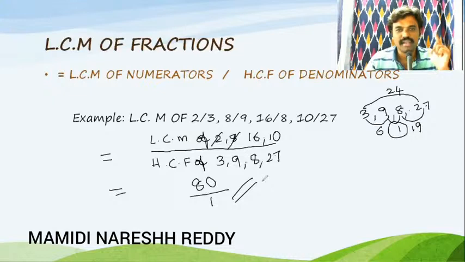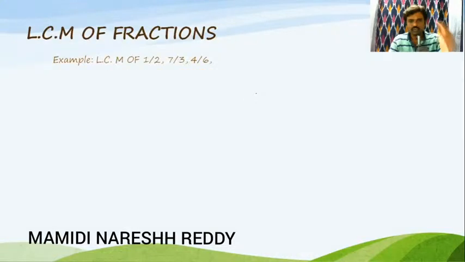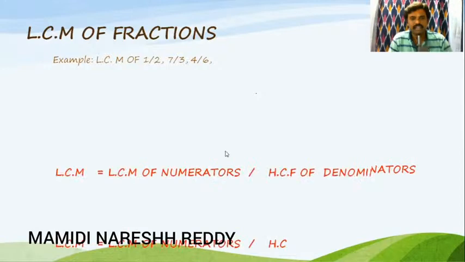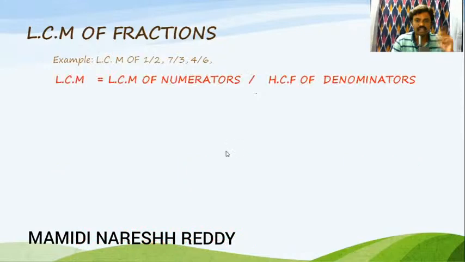So let's solve another problem. Then you will get an idea how to find the LCM of the fractions. Let's see 7 by 3 and 4 by 6. Write the formula. LCM is equal to LCM of numerators by HCF of denominators, as we have learned already in the first problem. So let us see now how it works.